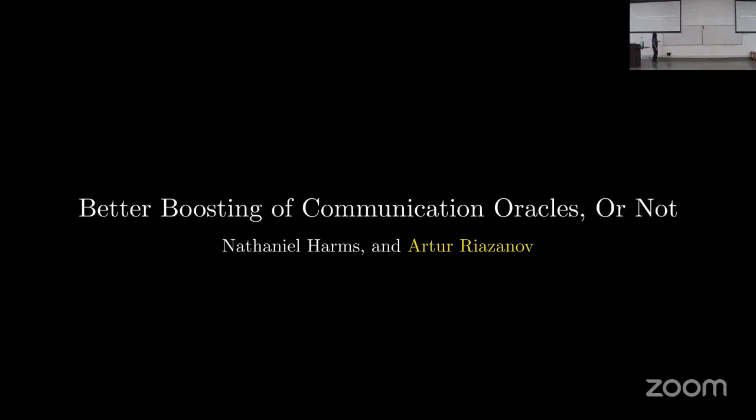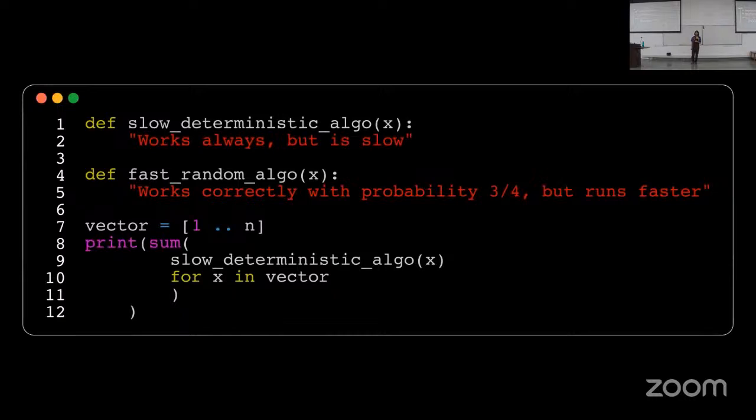So, yeah, this is a talk about better boosting with communication oracles or not, with Nathan here. And let me give you an example. Suppose you have two algorithms which compute the same function. One is slow and deterministic, and another is fast, but it's randomized, so it works only with probability 3/4. Suppose it's independent across runs. It's not probability over inputs, it's probability over the random bits.